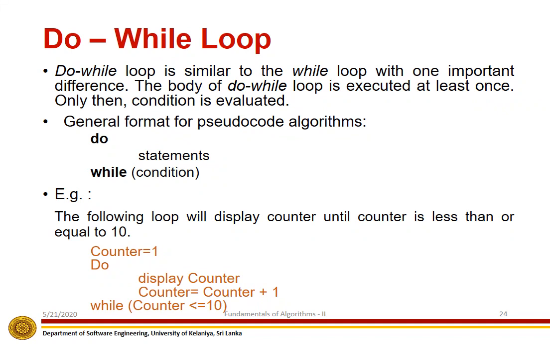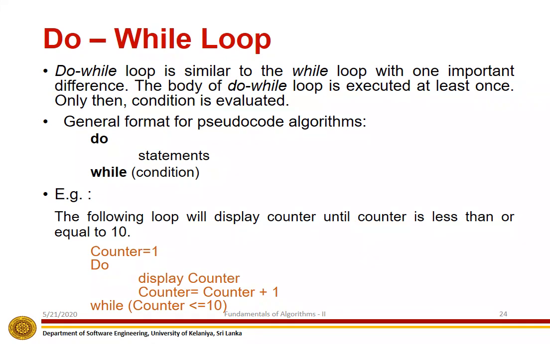I implemented the same example here also. Display the counter until the counter is less than or equal to 10. Same as the while loop, it starts with the initialization condition count equal 1. Then in the next line the do keyword, then the statement that we want to repeat, then the step-up condition count equal count plus 1. After that, at last, the while keyword with the condition count is less than or equal to 10.